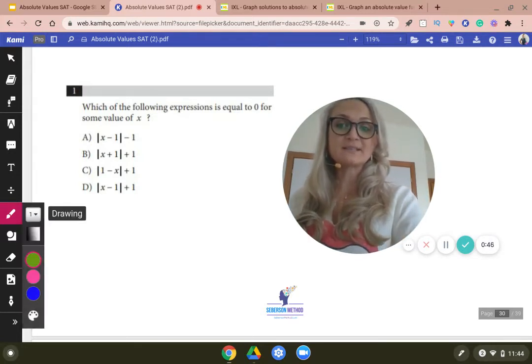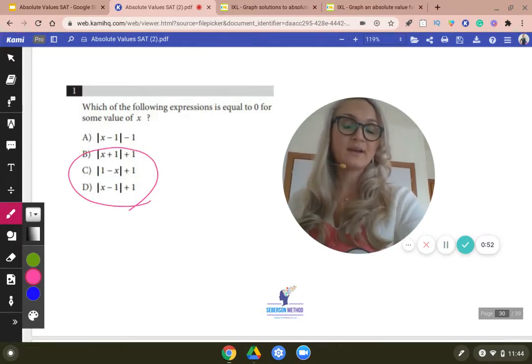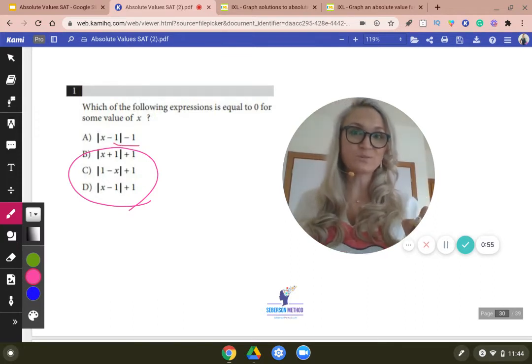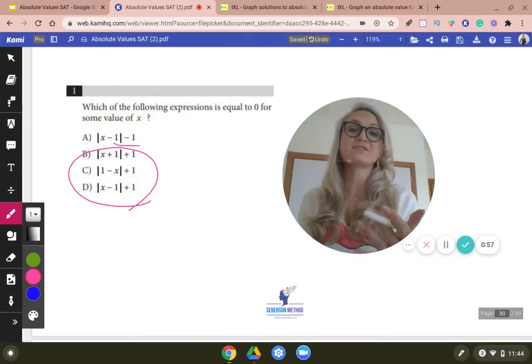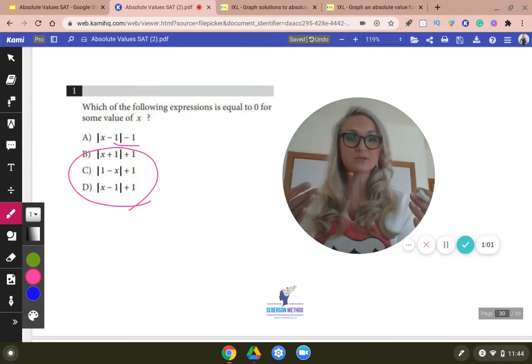3 of these answer choices have a lot in common, and 1 is an outlier. All of them have +1, and 1 has a -1. That's the one you're going to go for. And here's the rationale behind it. Because they want this expression to equal 1.